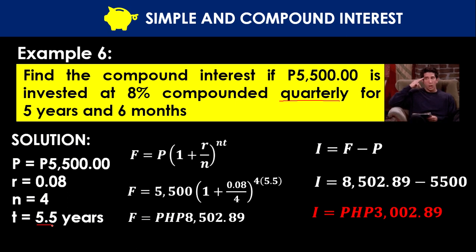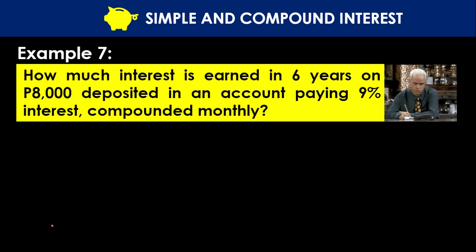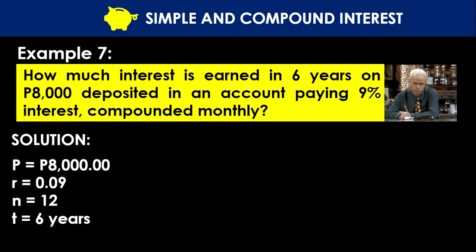Let's try to solve another problem. How much interest is earned in 6 years on 8,000 pesos deposited in an account paying 9% interest compounded monthly? So here, we're just going to solve again for F, the compounded amount. So we have 8,000 as P, and we have r as 0.09. And since this is compounded monthly, we're going to use n as 12. And our time here is 6 years.